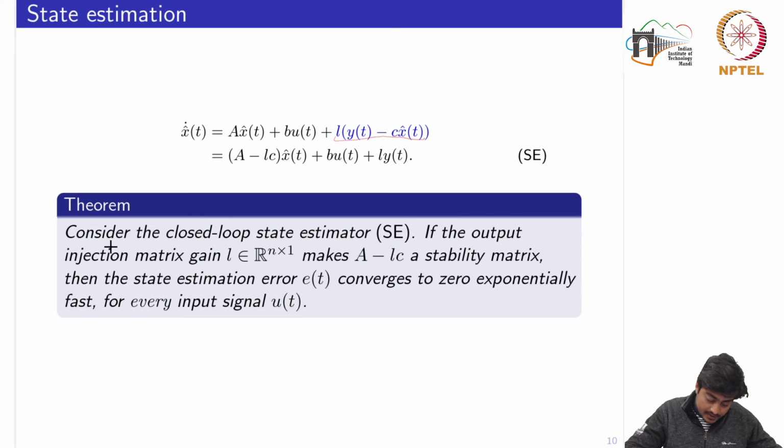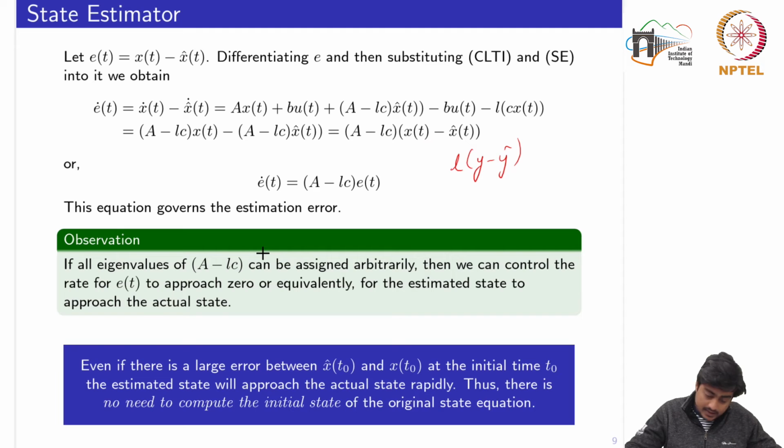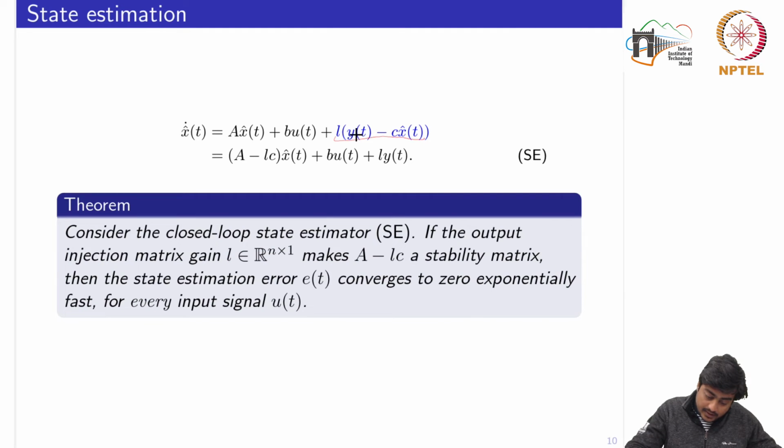This result says: consider the closed loop state estimator, this one, with output injection gain matrix L. We also call this output injection because we can see here that we made the output appear in the state equation itself through this vector L.